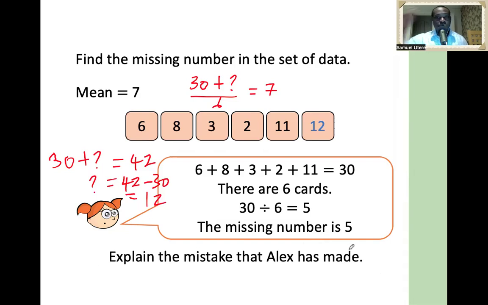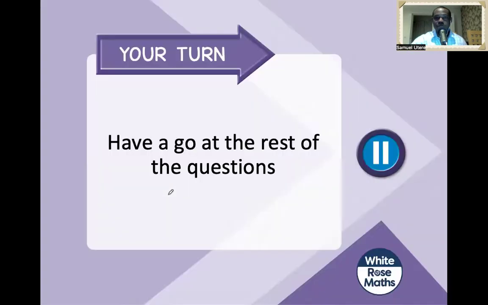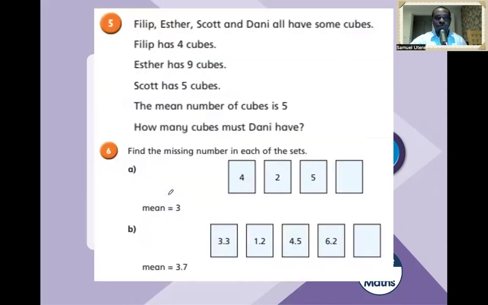Okay, so it's important you understand this, that your mean splits data into equal amounts in each block. So that should be able to give you what the actual total should be if you knew the missing number. And then you can use inverse operation to find out that missing number. All right, pause the video and answer questions 5 and 6 in 3 minutes.